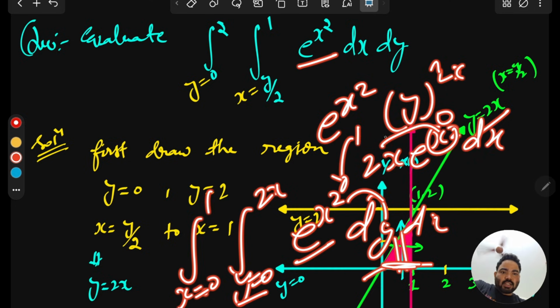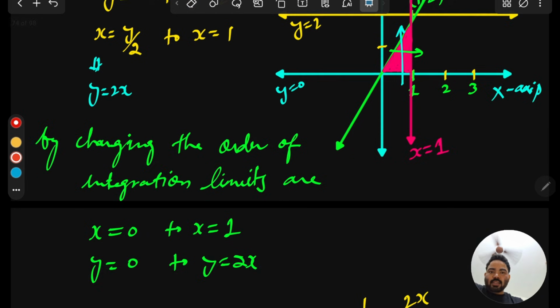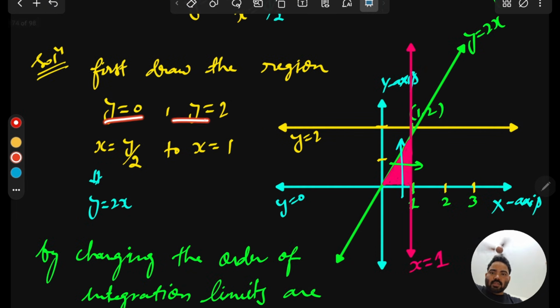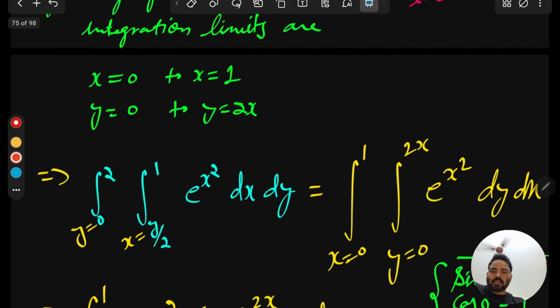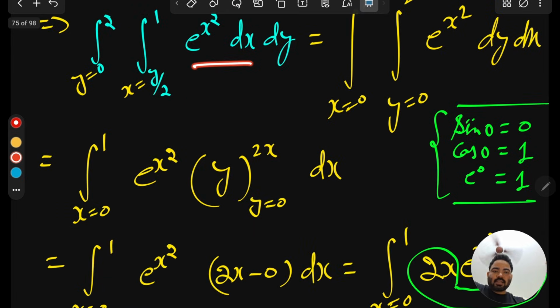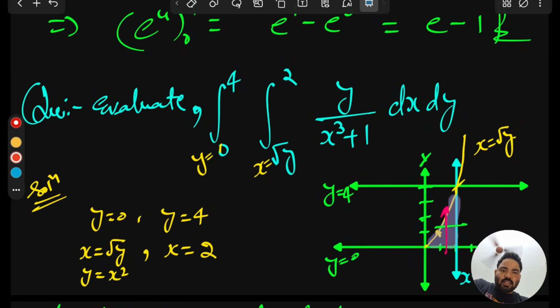And clearly you can notice here the derivative is present. Now you can do the integration easily. So this is how you can solve the change of order of the limit. First draw the region, y equal to 0 to 2, and after that this line, this is the region. Just change the order. Now your x is moving 0 to 1, and y is moving from y equal to 0 to y equal to 2x, and after that just do the integration and done. This is the way you can solve it quickly.